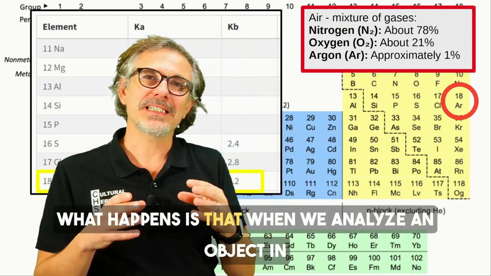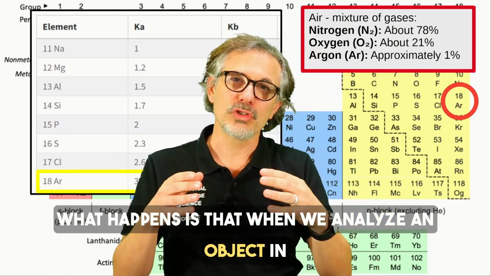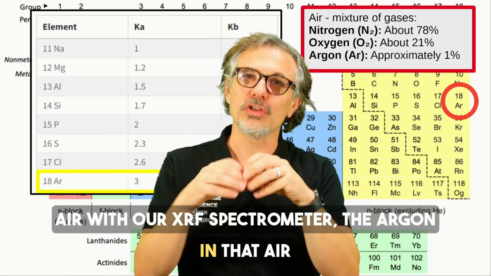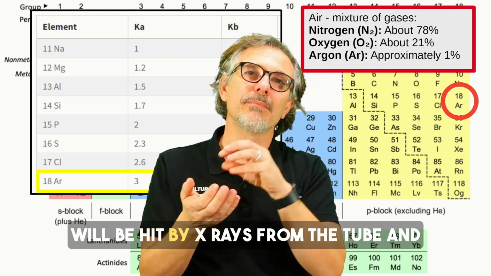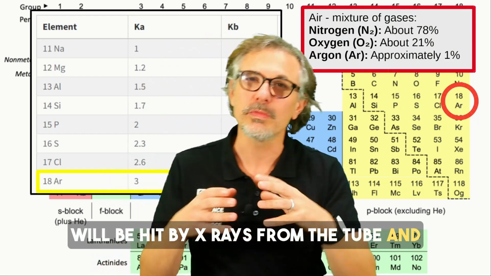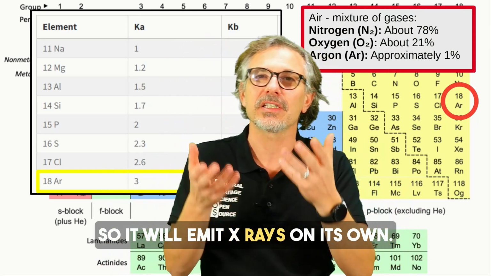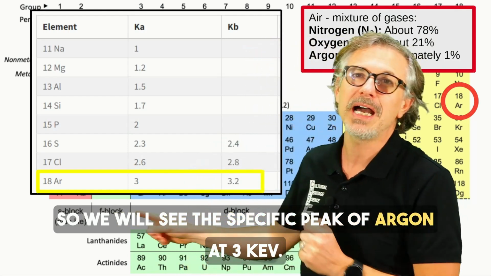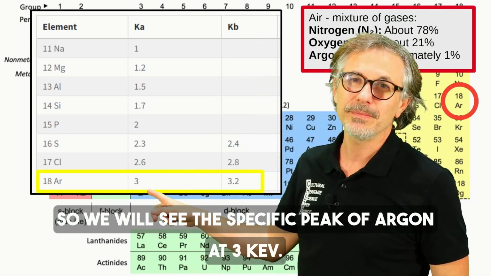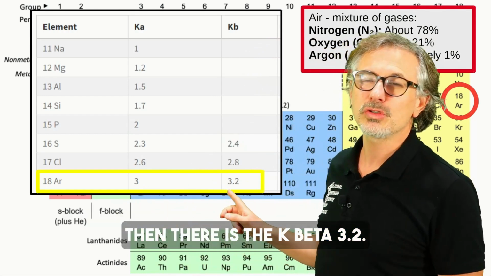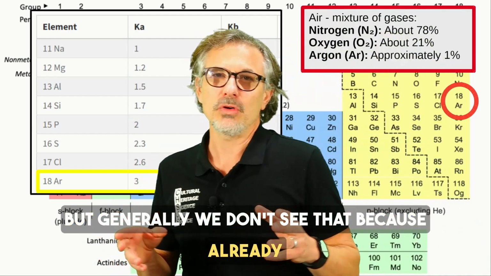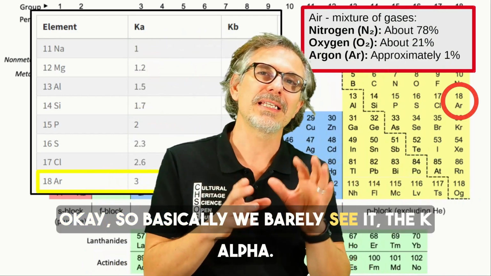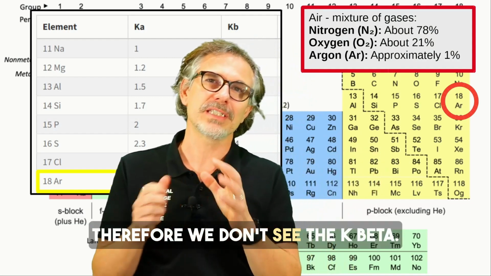What happens is that when we analyze an object in air with our XRF spectrometer, the argon in that air will be hit by X-rays from the tube, and so it will emit X-rays on its own. So we will see the specific peak of argon at 3 keV. Then there is the K-beta at 3.2, but generally we don't see that because the peak from argon is already pretty small. So we barely see the K-alpha, and definitely we don't see the K-beta.